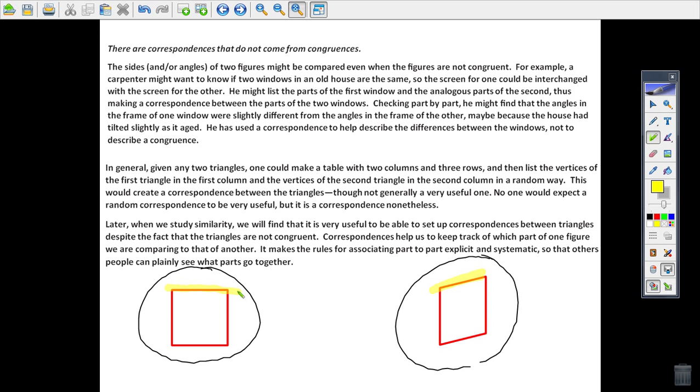It's possible. So in general, given any two triangles, one can make a table with 2 columns and 3 rows and list the vertices of the first triangle in the first column, the vertices of the second triangle in the second column in a random way. This would create a correspondence, though not generally a useful one. No one would expect a random correspondence to be useful. Later, though, when we study similarity, we'll find that it's very useful to be able to set up correspondence between triangles despite the fact that they're not congruent.